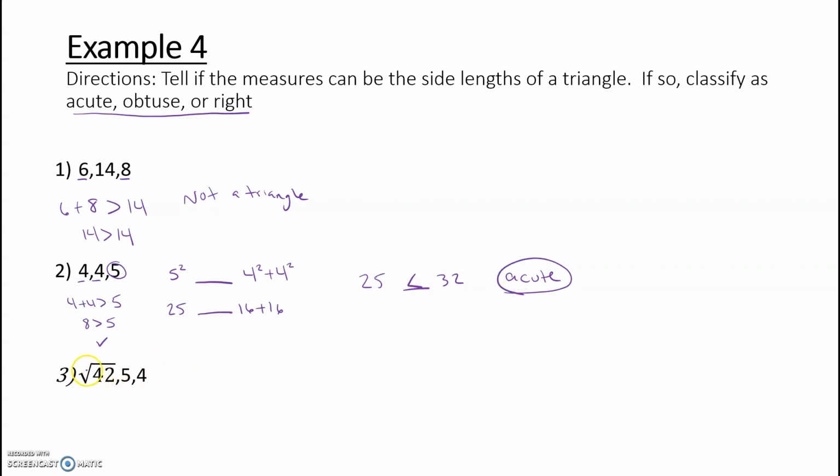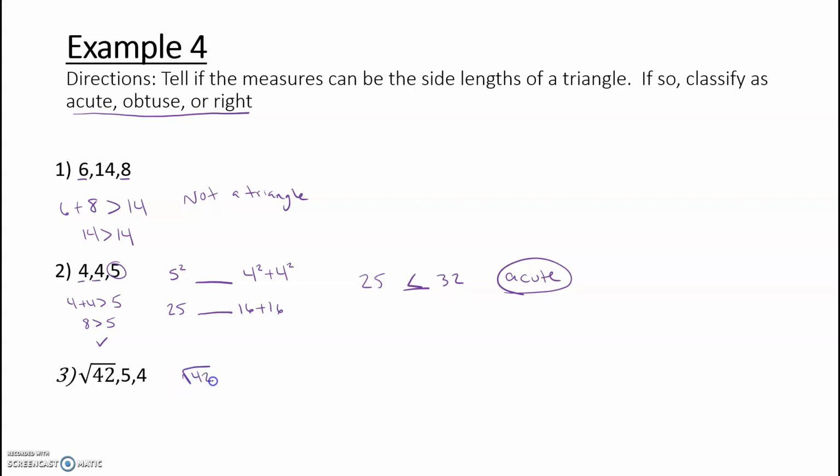Now, a lot of people freak out when they see square roots, but understand when you're plugging into Pythagorean Theorem, those squares and square roots will cancel out. It'll actually be very nice for you. So how do I know which one's the biggest here? How do I know which one's my C? You could always type in square root of 42. You know it's going to be a little bit less than 7, right? Because the square root of 49 is 7. So it's going to be 6 point something. So that's definitely going to be my C, my biggest side.